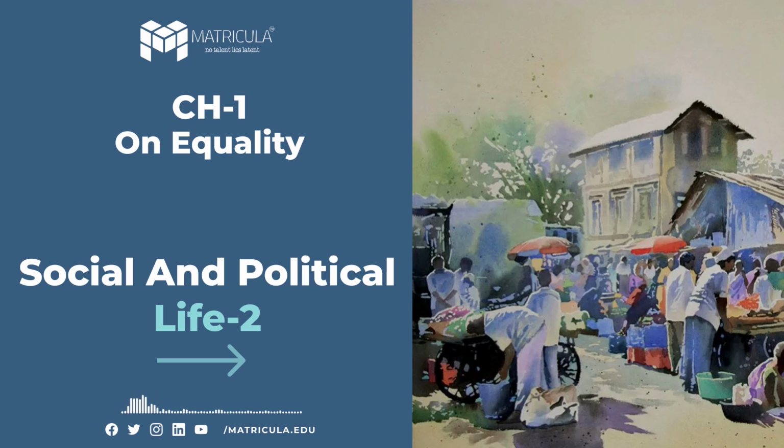Glossary. Universal adult franchise. This is a very important aspect of democratic societies. It means that all adults, those who are 18 and above citizens have the right to vote irrespective of their social or economic backgrounds. Dignity. This refers to thinking of oneself and other person as worthy of respect.